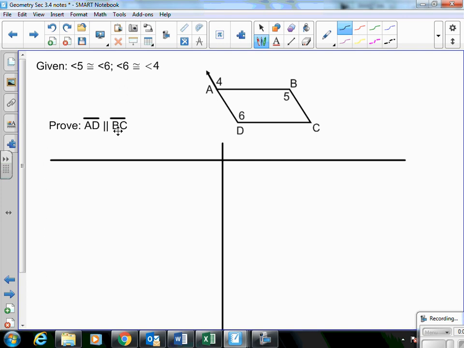So we're given that angle 5 is congruent to angle 6 is congruent to angle 4. Ultimate goal: to prove that this line AD is parallel to BC here. And so starting off with given, angle 5 is congruent to angle 6. Angle 6 is congruent to angle 4, which is given.